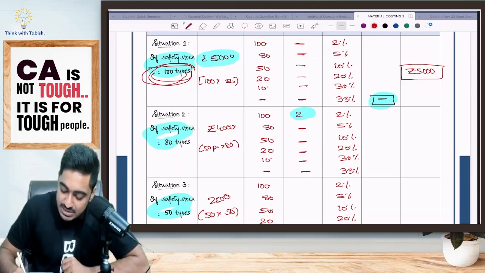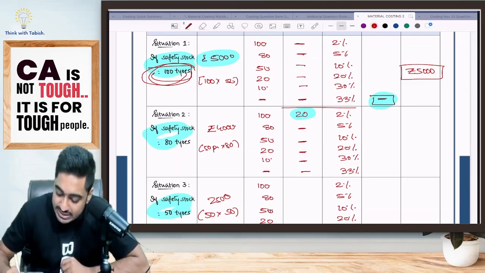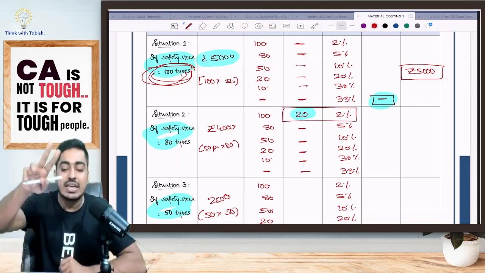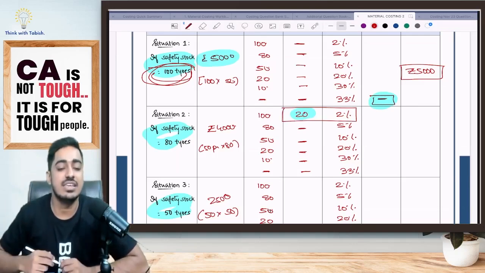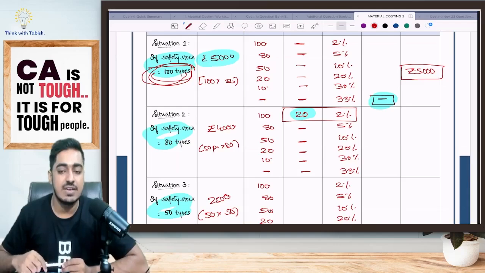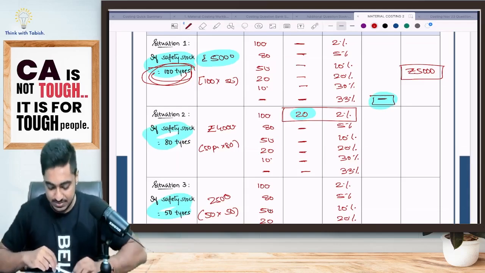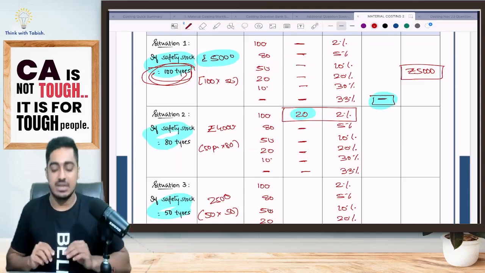Yes, I have experienced a stock out of 20 tires. A 20 tire shortage was there. Yes or no, everyone? Is this clear? Everyone give me a confirmation.